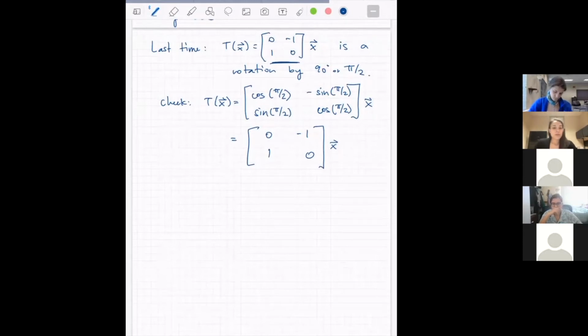Okay, so now we're going to talk about two different properties of functions: one-to-one and onto. We'll start with onto. So an onto function.